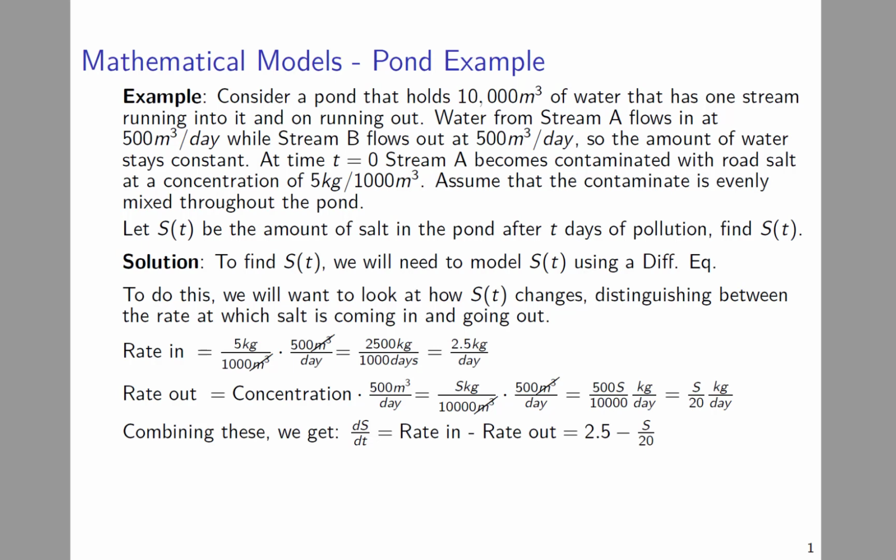Combining these, we get that the rate of change of salt, dS/dt, which will be given by the rate at which salt is coming in minus the rate at which salt is going out, can be written as 2.5, the rate in, minus S over 20, the rate out. This leaves us with the differential equation dS/dt equals 2.5 minus S over 20. Now that we've built this model, we can solve it to find S of t.